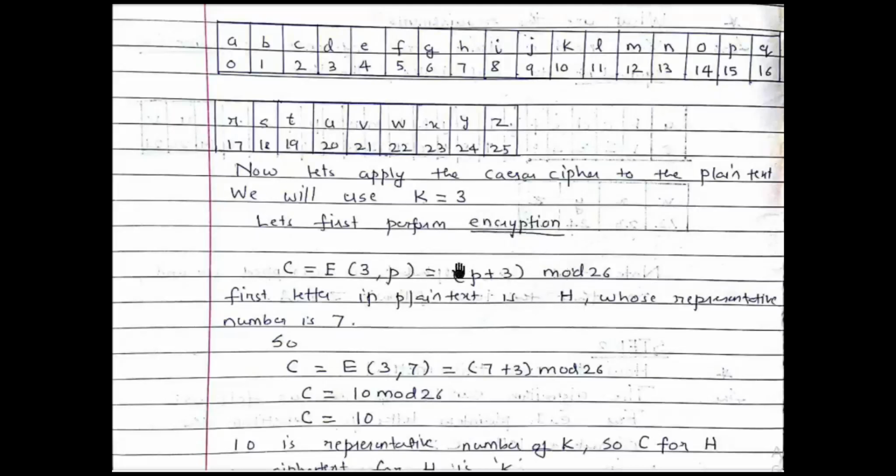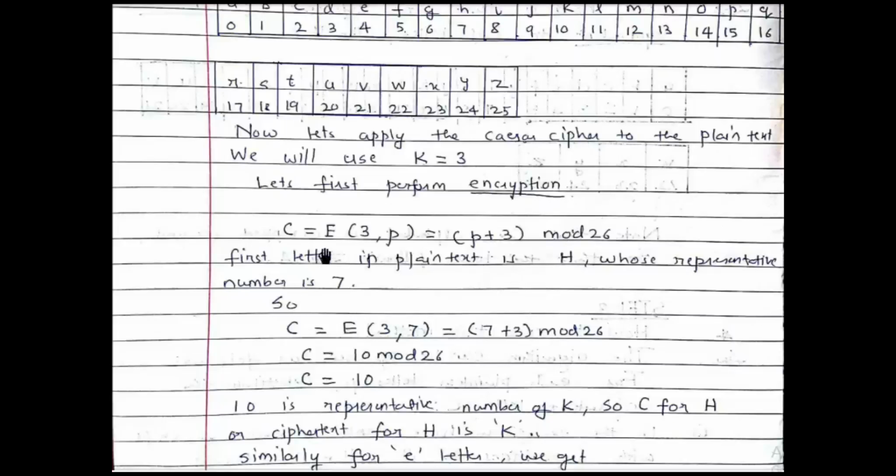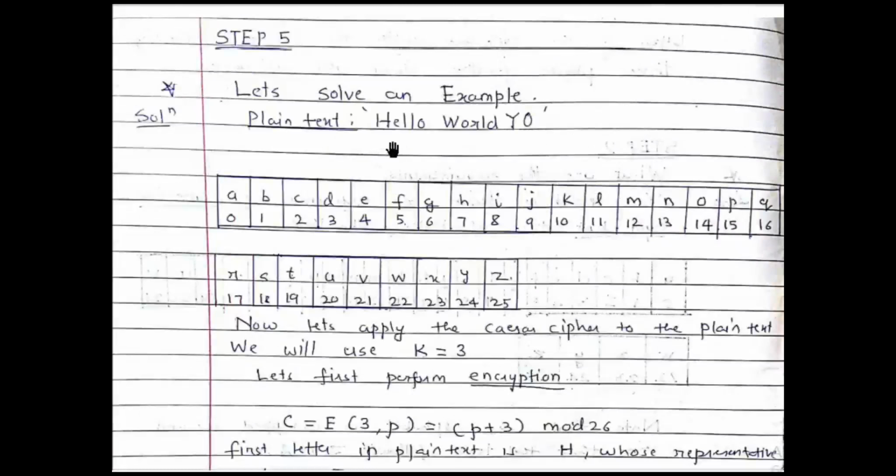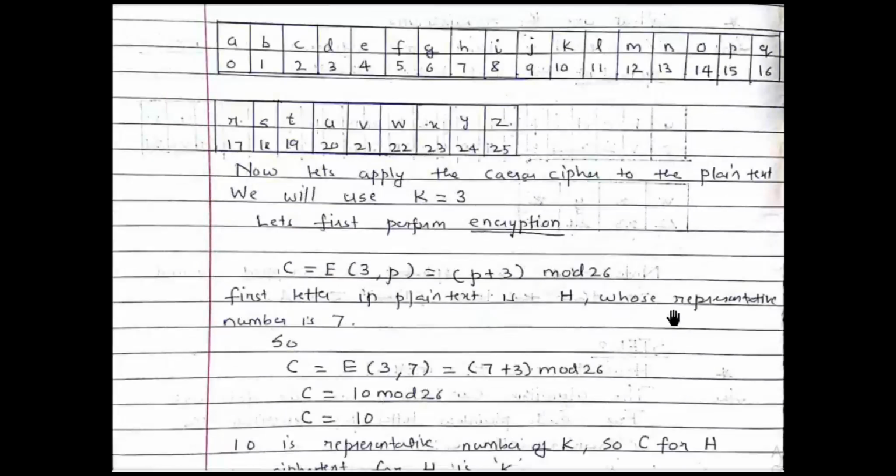Let's perform encryption first. So C is equal to, as we had seen, the encryption of 3 comma P, where P is the letter of the plain text, so it will be equal to P plus 3 mod 26. The first letter in our plain text is H, as you can see over here, hello, so H, whose representative number is 7. H, you can see it is 7.